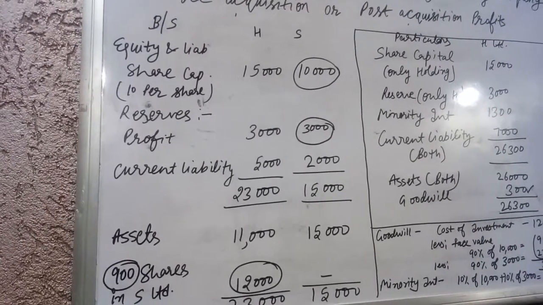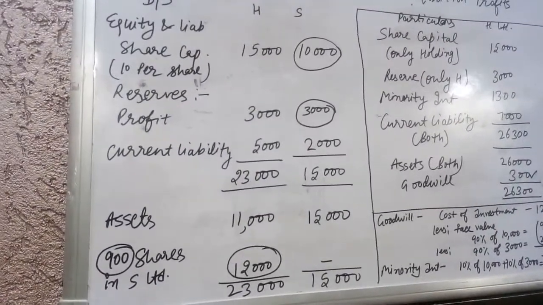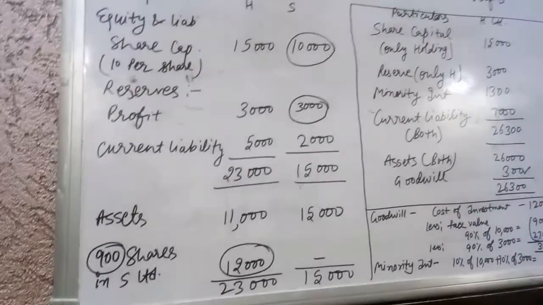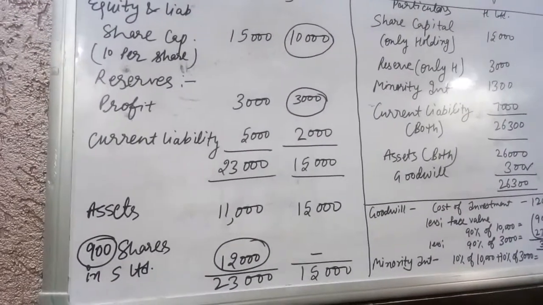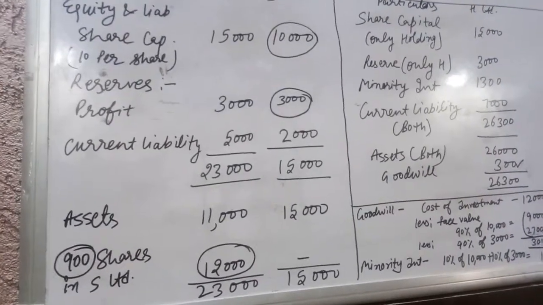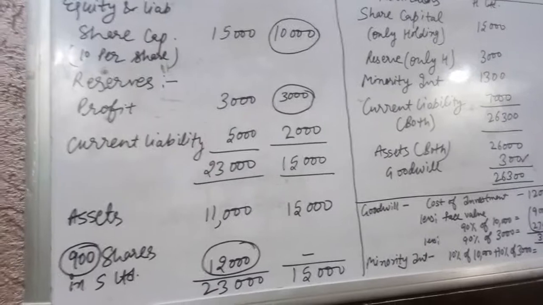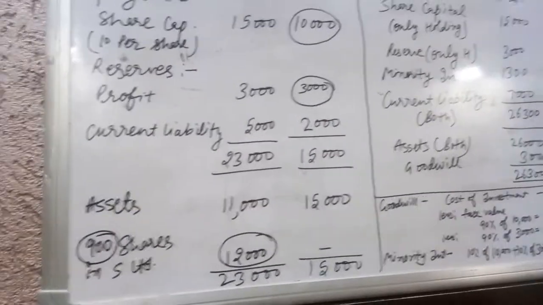of subsidiary company. I have circled this value because it is very important for you to use this value while doing calculation. You cannot simply add this, you have to do a calculation of this value. So this is why I have circled this.